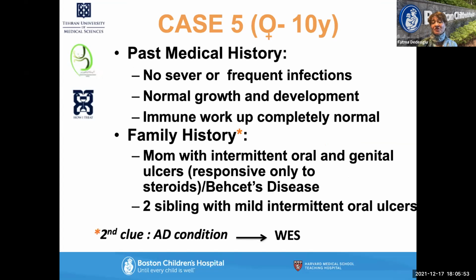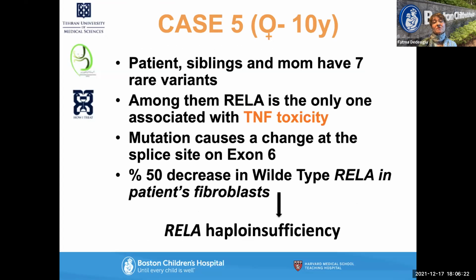Mom had a diagnosis of Behçet's disease, but with mostly oral and genital ulcers. And she did not respond to colchicine or other treatments, only to steroids. And then she had two siblings, who after we met her also have some mild intermittent oral ulcers. So again we thought this family history is a second clue that we're dealing with something autosomal dominant. So we did whole exome sequencing, and there were 7 variants in the family that were a plausible explanation.